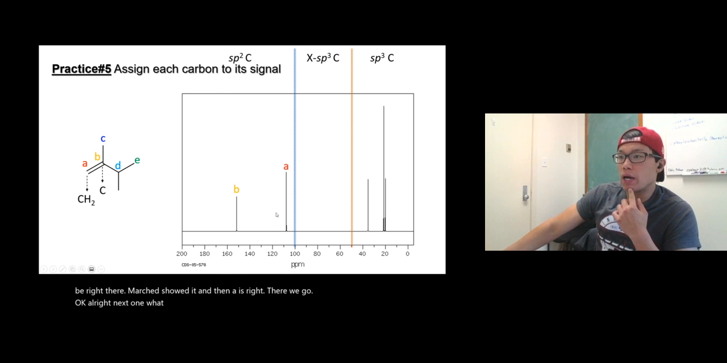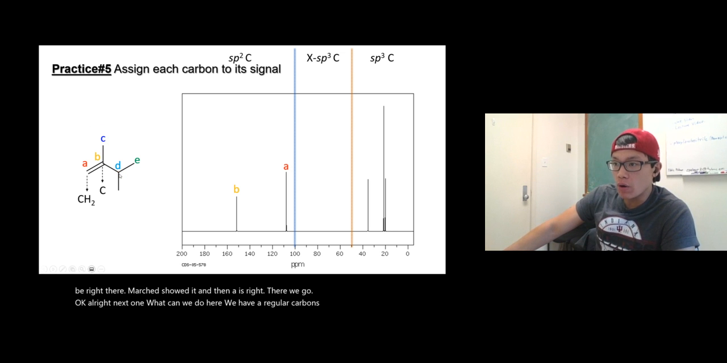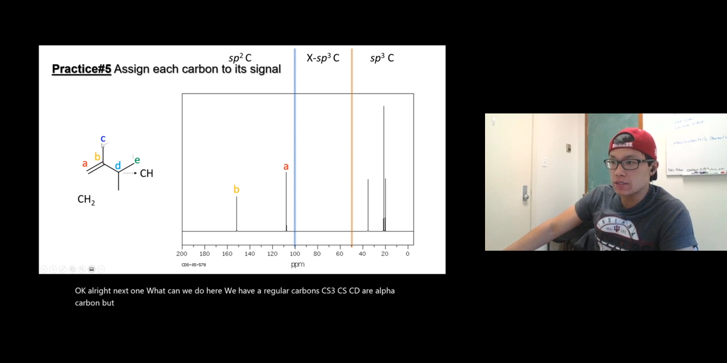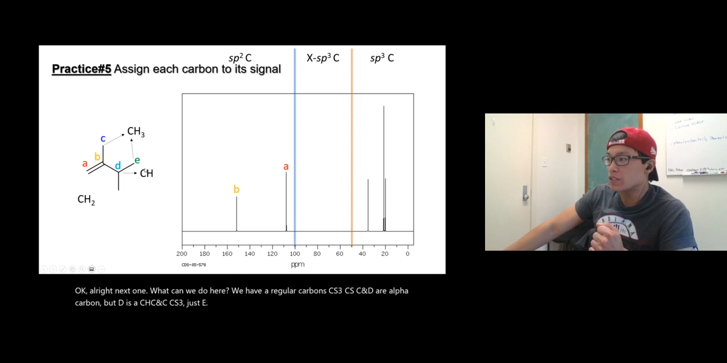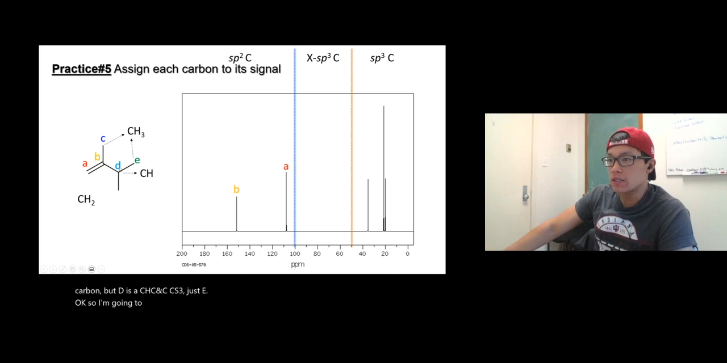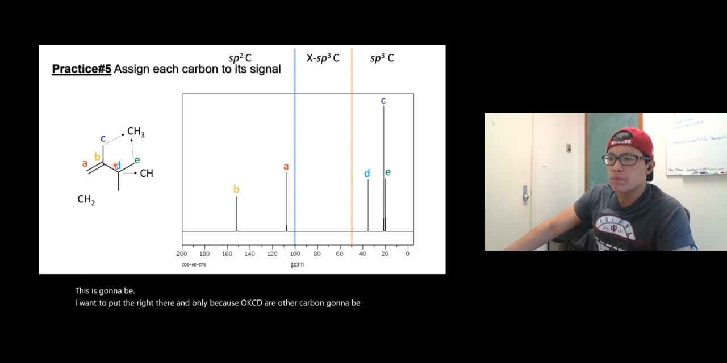What can we do here? We have regular carbons, CH3. Oh, C and D are alpha carbons, but D is a CH. C is CH3, just like E. Okay, so I'm going to guess that D and E are going to be, I'm going to put D right there, only because C and D are alpha carbons, so they are going to be more deshielded than E. These two are E.